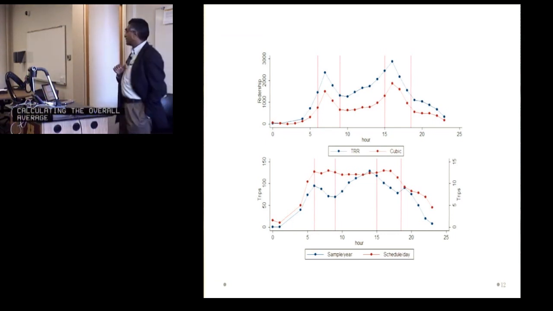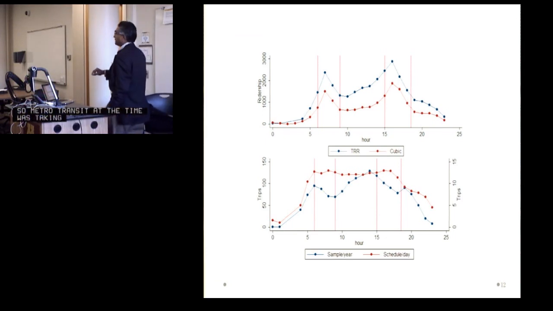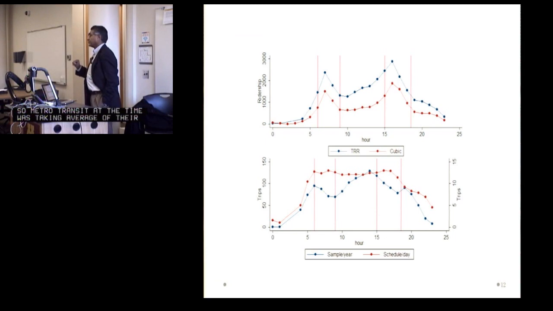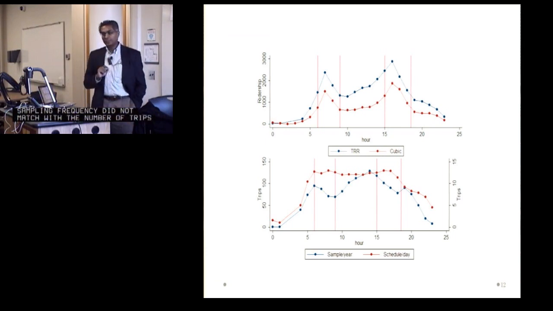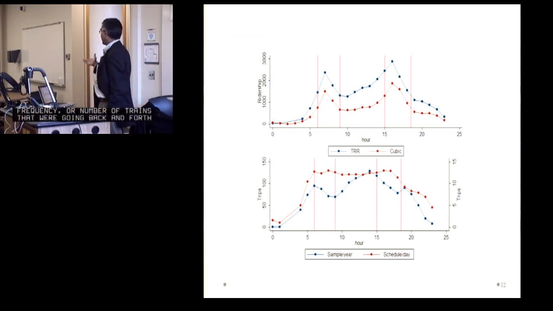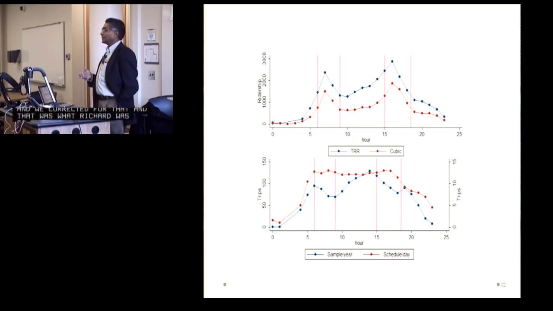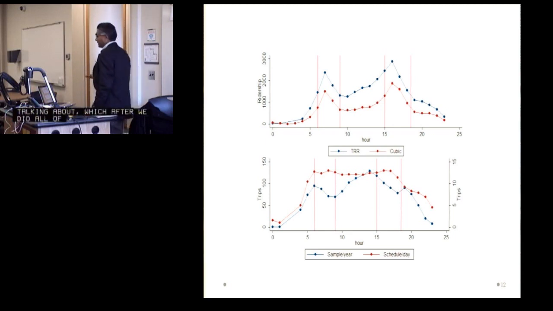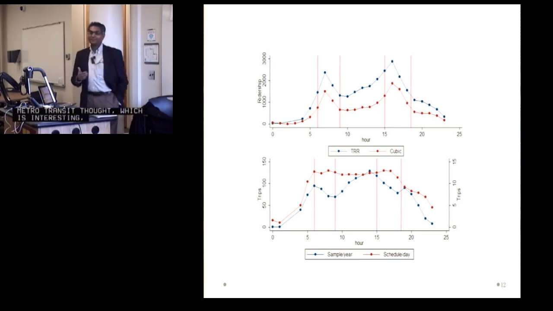So Metro Transit at the time was taking the average of their samplers' values without realizing that their sampling frequency did not match the number of trips, or number of trains, going back and forth. And we corrected for that, and that was what Richard was talking about, which after all of our calculations actually meant the ridership is slightly more than what Metro Transit thought, which is interesting. So in fact, if this means dollars, maybe that already paid for our study.